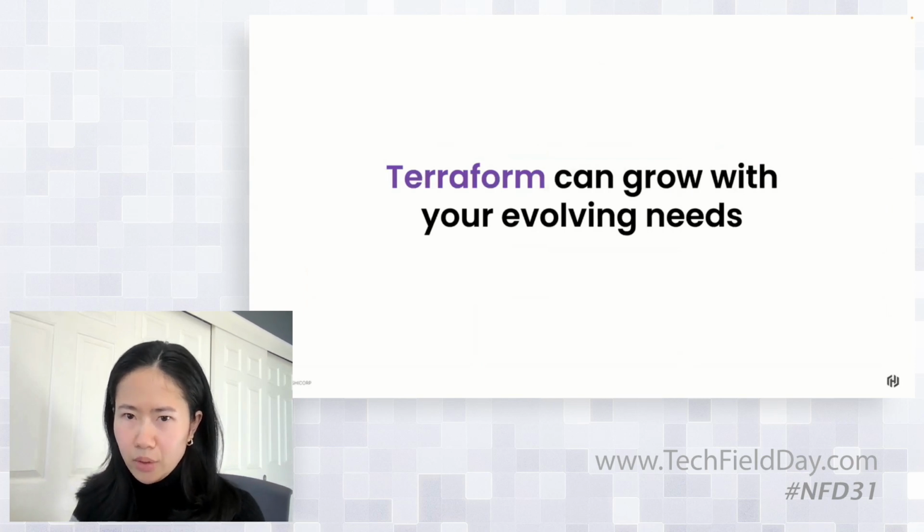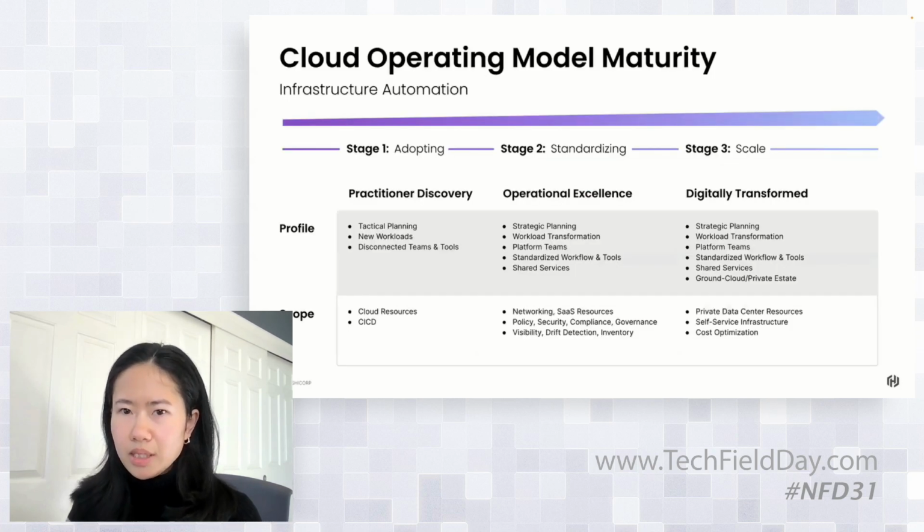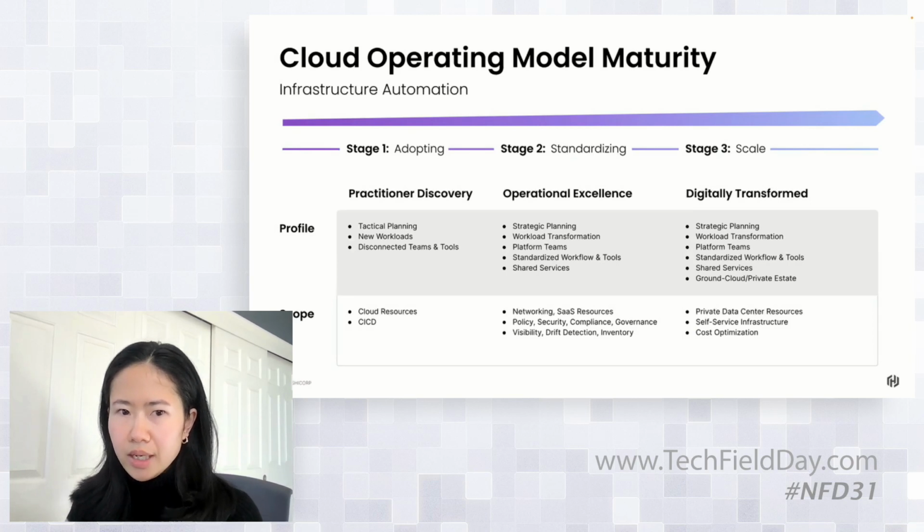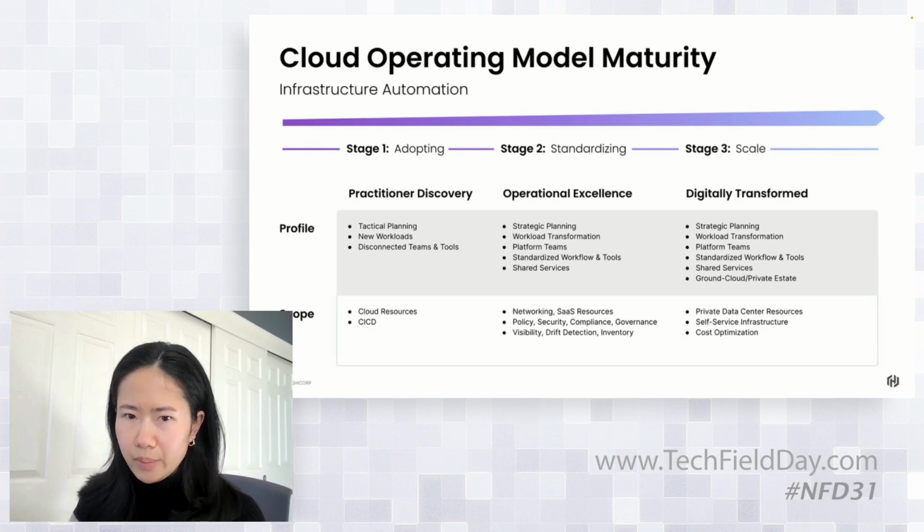What Terraform also does is that we grow as an organization grows and their cloud maturity grows. So this is how we see Terraform being used as a customer goes through a cloud operating model. So in the first stage, they're adopting the cloud. Maybe you're in your tactical cloud, and your initial use cases with Terraform might be initial infrastructure adoption, infrastructure as code, and creating the foundations for team management and CI/CD. So in some cases, this might be private data center, or it might be cloud.